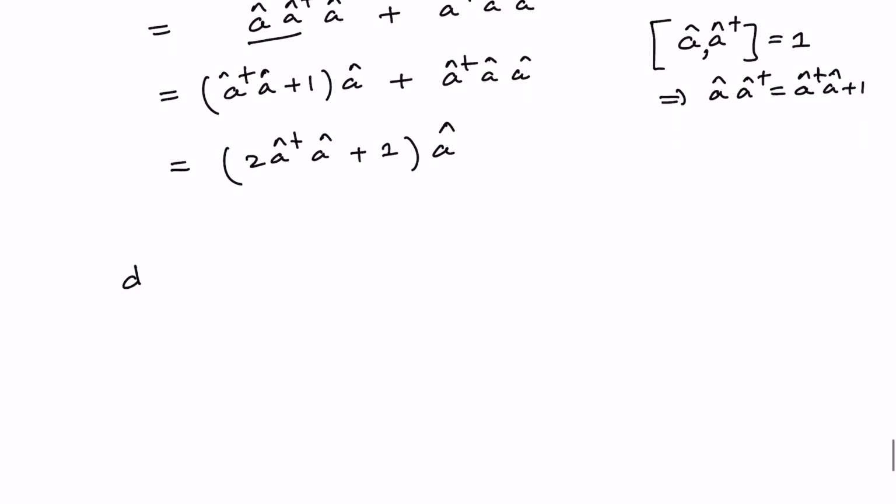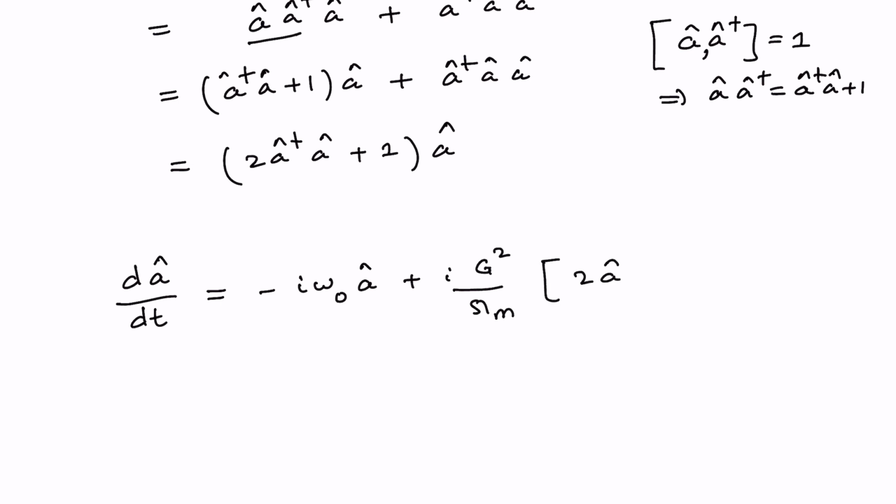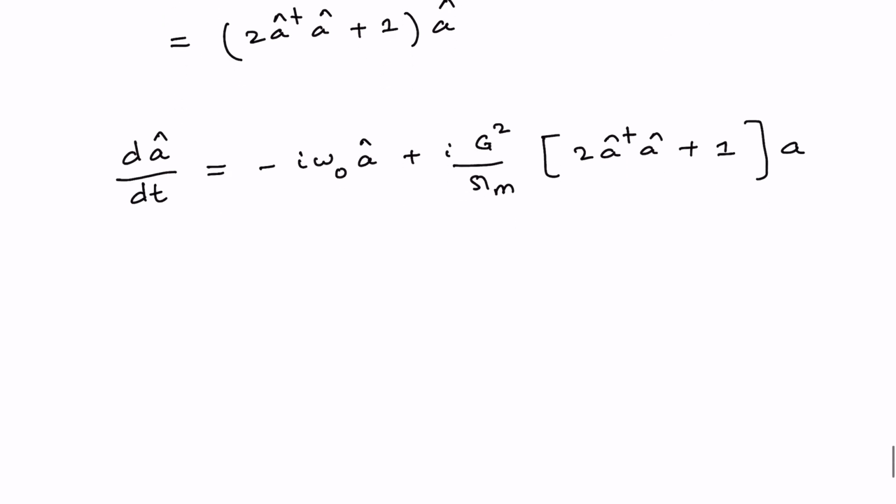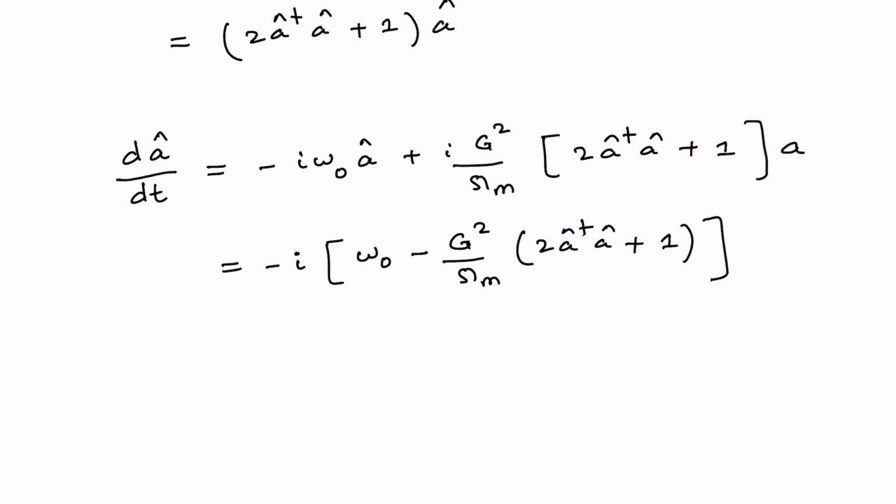So what we have then is this equation of motion for the optical mode: dA/dt is equal to minus i omega 0 a plus i Z square by capital omega m, I have here 2 a dagger a plus 1 a, and this I can also write in a different form. I can write it as i times omega 0 minus Z square by capital omega m, twice a dagger a plus 1, a.